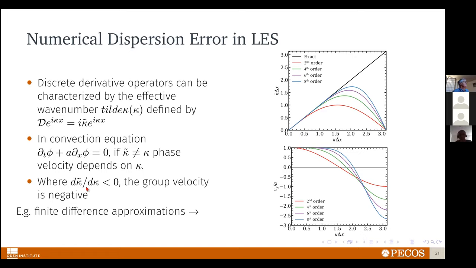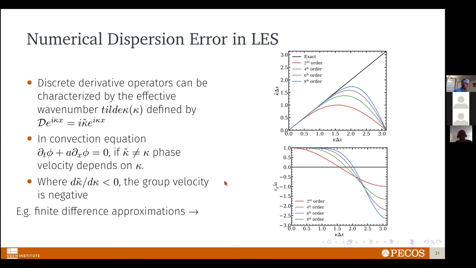And in particular, if the derivative of the effective wave number with respect to kappa is less than zero, the group velocity of these waves will end up being negative. And that actually has important consequences. So here's a plot of the group velocity, which basically comes from the derivative of these. And you see that it gets negative, and actually for the higher order terms, it gets quite negative. So the group velocity can be negative and much larger than the actual phase velocity, the exact phase velocity A.